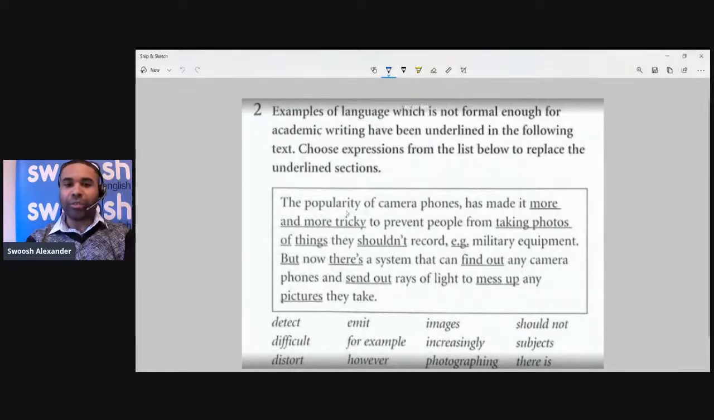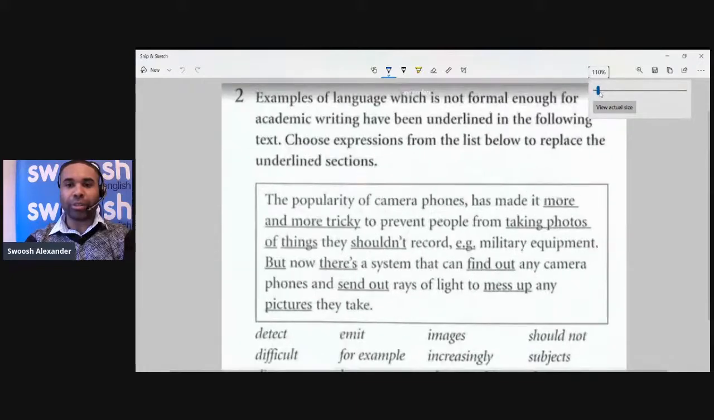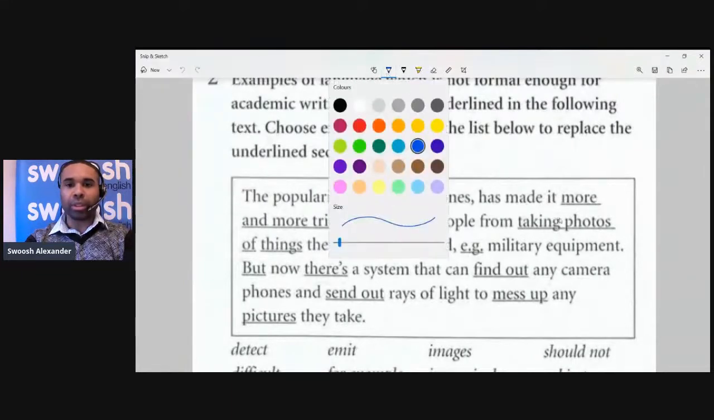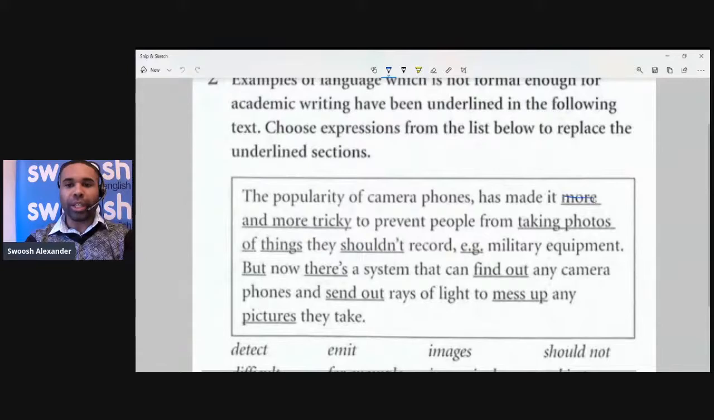Let me know in the chat if you have any suggestions, but instead of more and more tricky, we want to use a different expression, and a more formal way of expressing more and more would be to use the adverb increasingly. So we write that in here. Increasingly is the word we want to use.